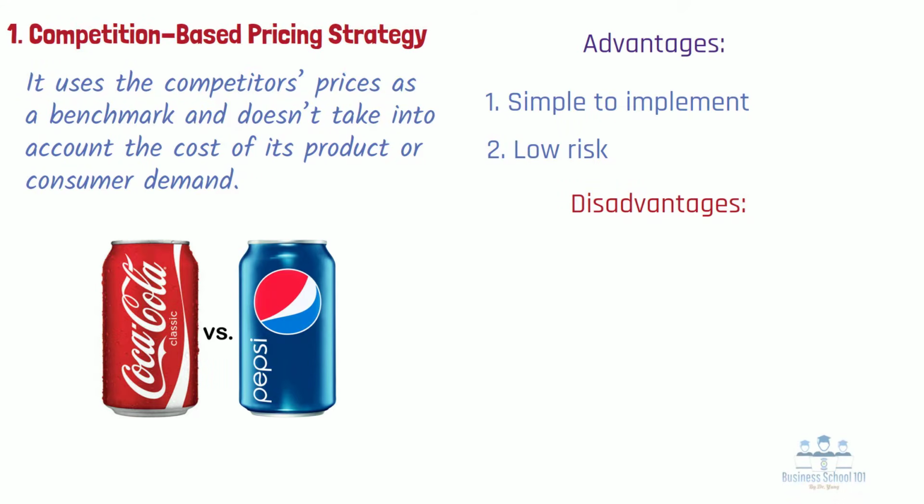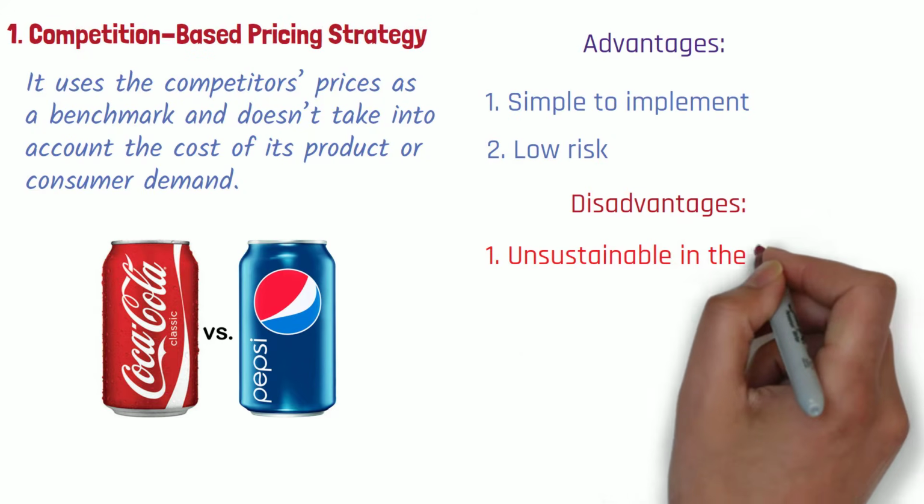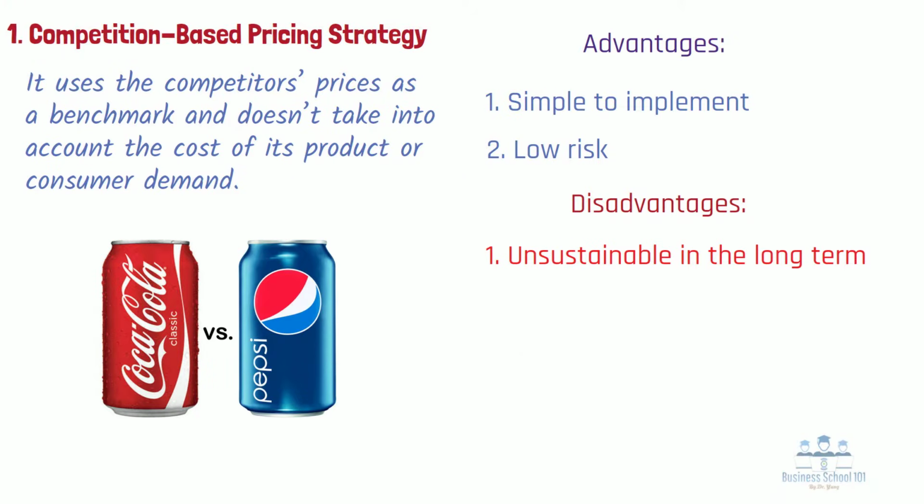Disadvantages. Number 1. Unsustainable in the long term. This is a model attributed to short-term goals, and you'll be cascading your profits in the long run if you follow the same, because as you scale you need to evolve your pricing strategy based on your product and not based on what someone has to offer.